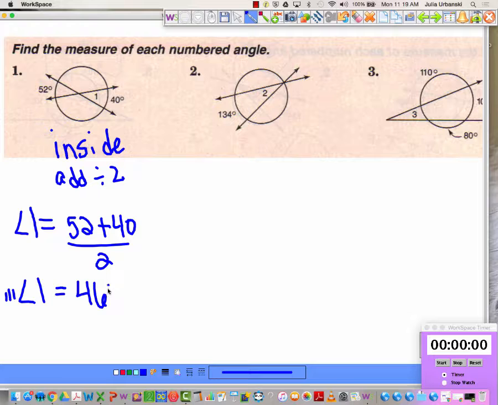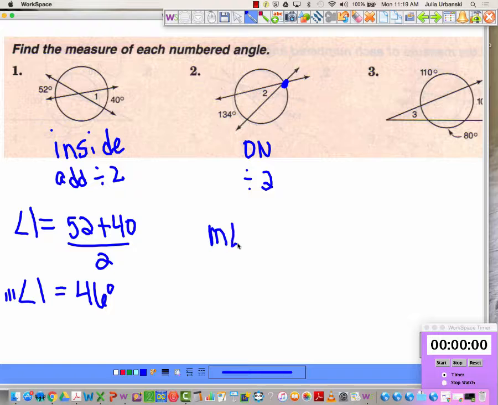46 degrees. Okay, good. Number 2, is this on, inside, outside, or center? On the circle. Good. That vertex is right here. What's the rule? Divide by 2. Yep. All you do is divide by 2. There's no adding or subtracting.